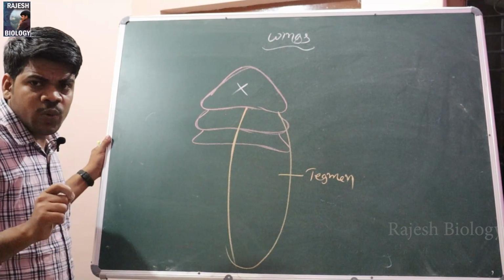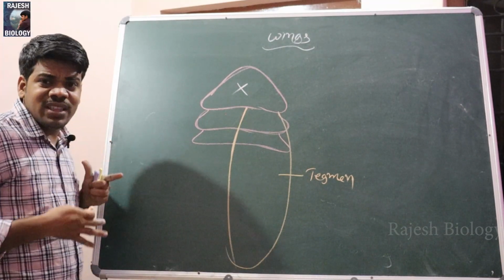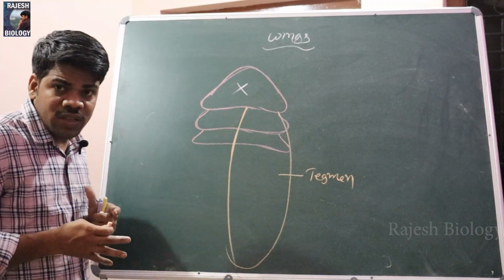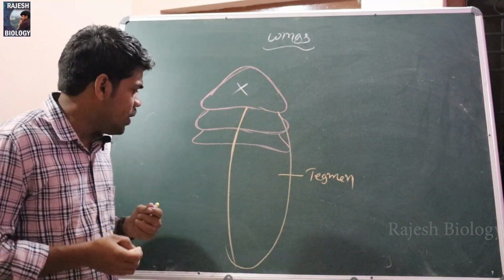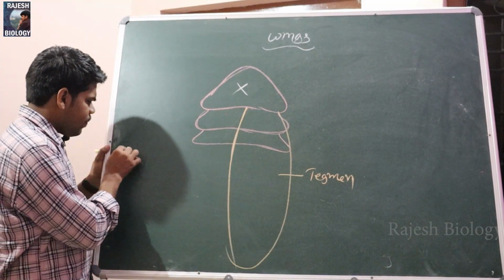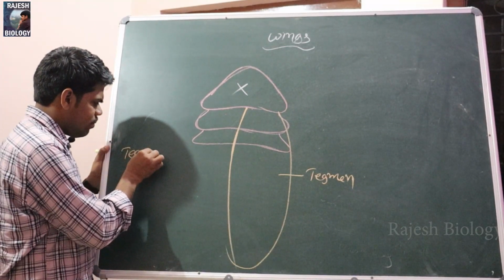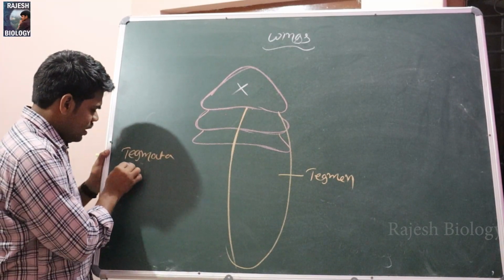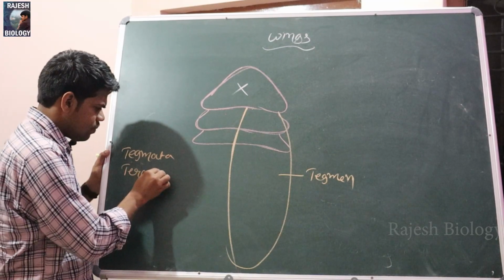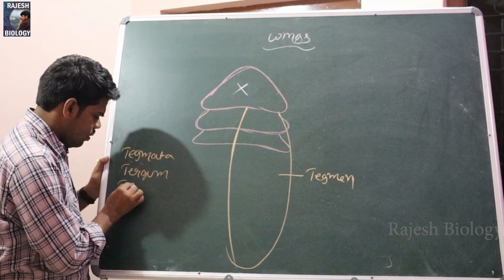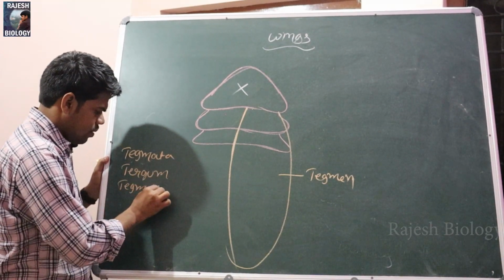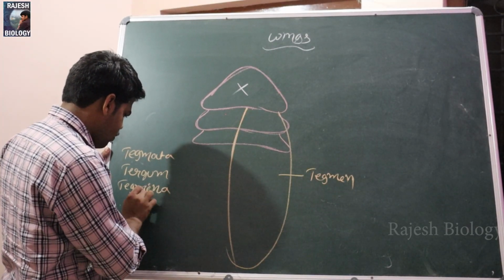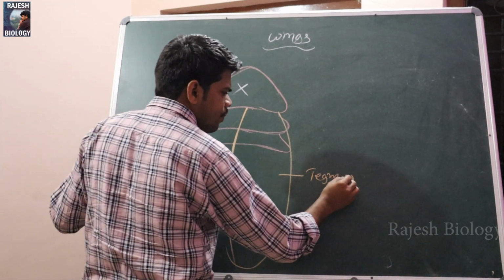First pair of wings is called what? Tegmen. So just revise the names which are very similar, which the students are confused for so many times. That is the tegmata and tergum, tegmen. Actually it is a tegmina.